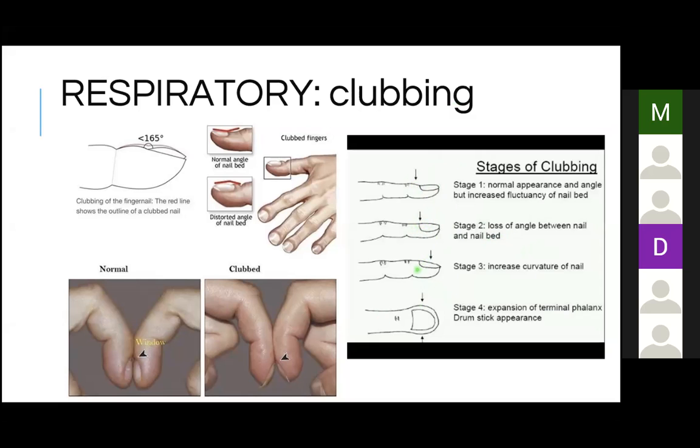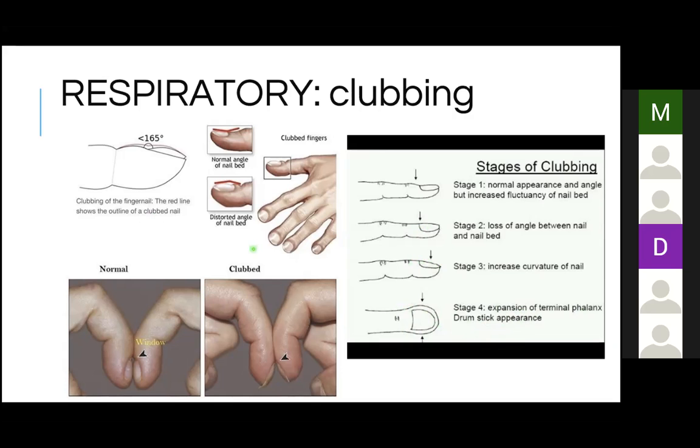The next stage is increased curvature of the nail. Do you see how it's now curving instead of just straight? And then the last is when there's expansion of the terminal phalanx and a drumstick appearance. So the protrusion here.